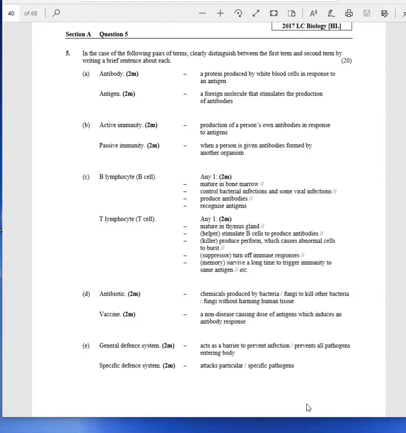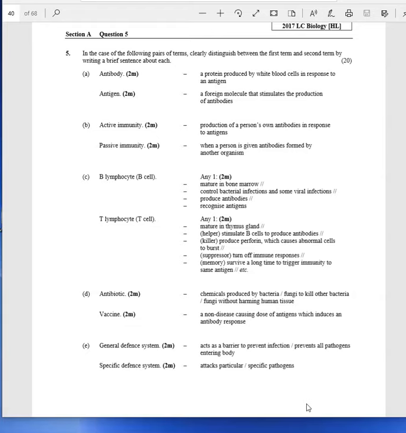That's the biggest difference. Your T cells mature in your thymus, and you've got different types. You've got helpers, killers, and suppressors. They don't make antibodies. They produce a chemical known as perforin, which causes abnormal cells to burst. Then you have antibiotics. Antibiotics are chemicals produced by bacteria or fungi which help to kill other bacteria and fungi without harming any other tissue. And a vaccine is a non-disease causing dose of antigens which induces an antibody response.